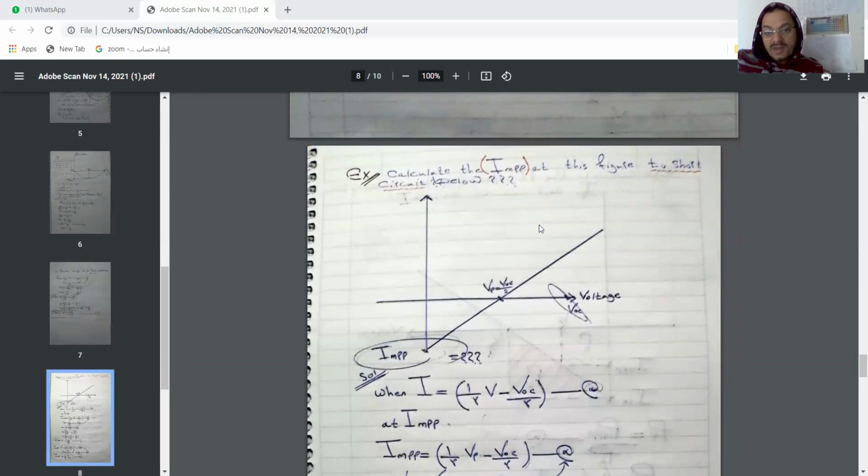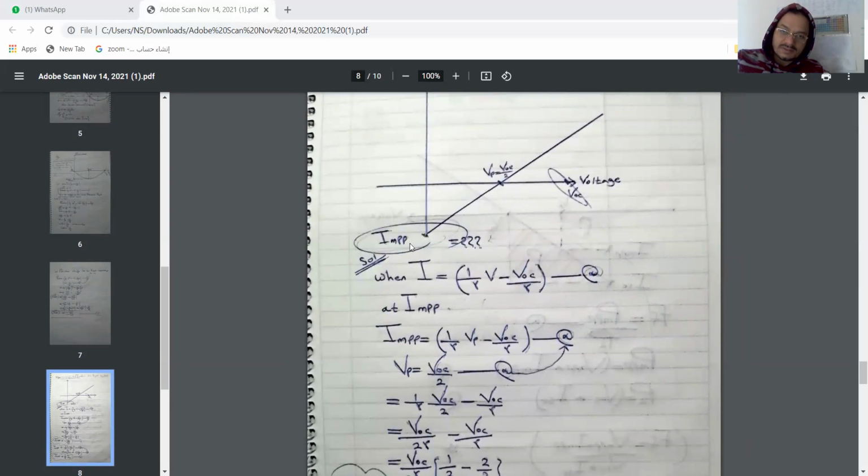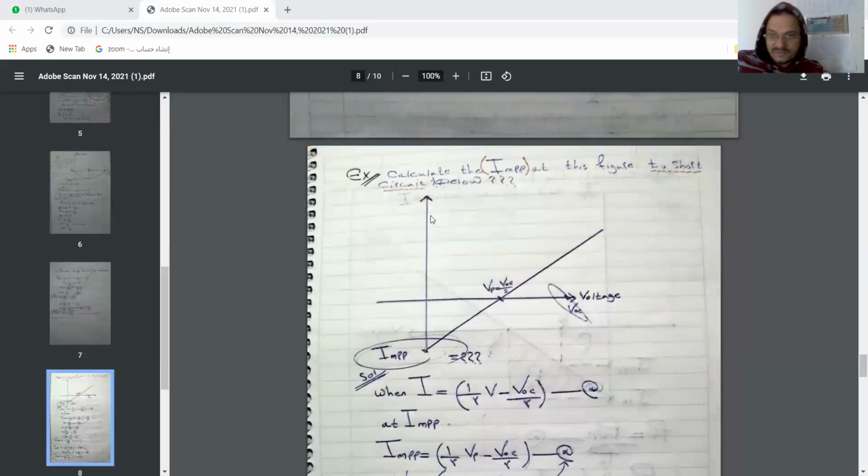Calculate the maximum power point current, at this figure down to short circuit. Let's calculate the current at the minimum power point. Here, this diagram is different: current is on the y-axis and voltage on the x-axis. The last one had power on the y-axis.